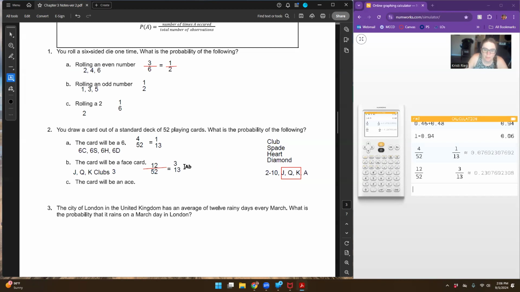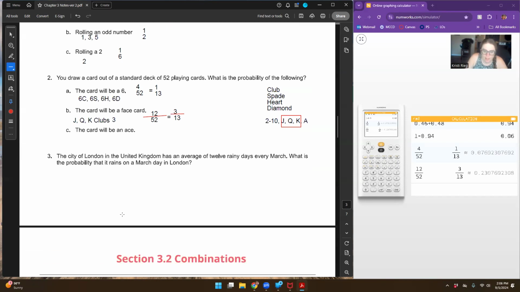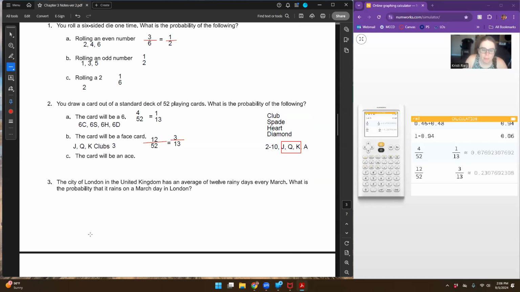Okay. I'm going to be happy when we are out of this fraction section. Okay, last one. Okay, last one, yay. So it says the City of London in the United Kingdom has an average of 12 rainy days every March. What is the probability that it rains on a March day in London?